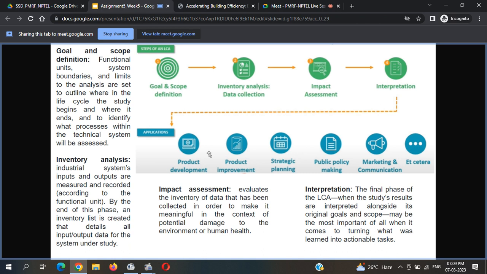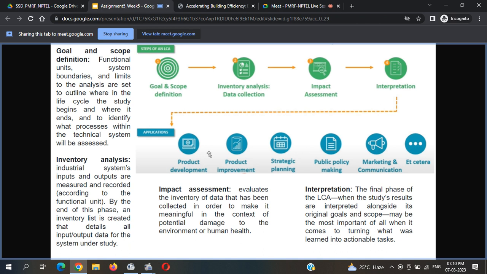All of that is assessed, all the data is collected for all the inputs and outputs, and they are measured and recorded to form a functional unit of the life cycle assessment. So by the end of this stage, you have an inventorized list which details all the input and output going into a system. So this is what inventory analysis is. This is data collection, not data distribution. So I hope it makes it clear to you how that option in the question is wrong.